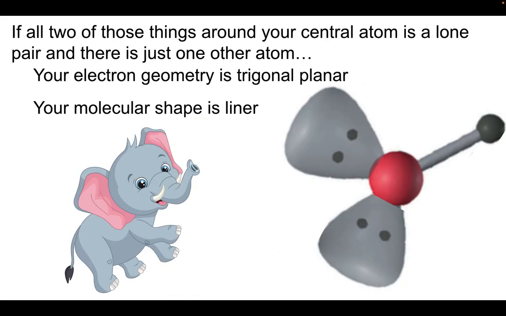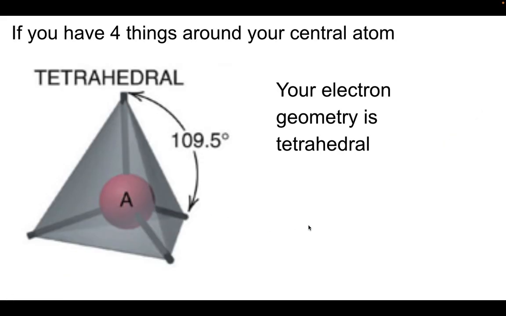If two things are lone pairs, and only one is another bonded atom, then it's going to be linear. Okay. So your electron geometry is still trigonal planar, but your molecular shape is linear because you're just going to see this. And these reminded me of elephant ears, so that's why I put this cute little elephant over here. Okay, now here comes the tricky one.